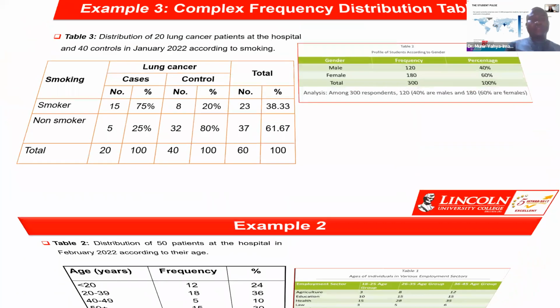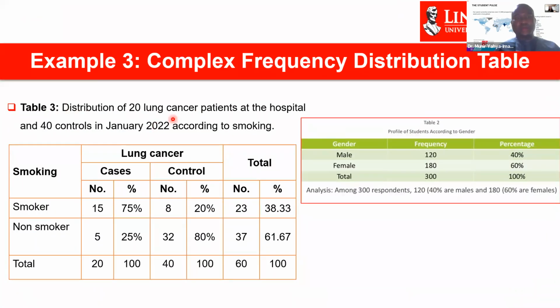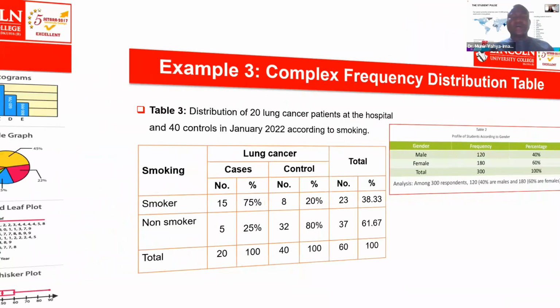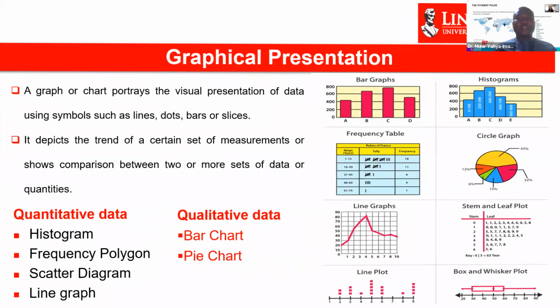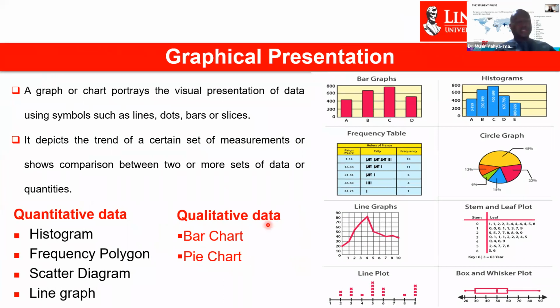Now you can also have it this way. Distribution of 20 lung cancer patients at the hospital and 40 controls in January 2022 according to smoking. Then you can have something like this. So for cases, you have the number of cases and their percentages; for controls, you have the number of controls and their percentages; and you have the ratio, which is a little bit more complex than what we have been showing earlier. And it can also be like this. It all depends on how you want to design your table. And of course, some tables will come from your SPSS. Just take them from there and put them in your thesis.